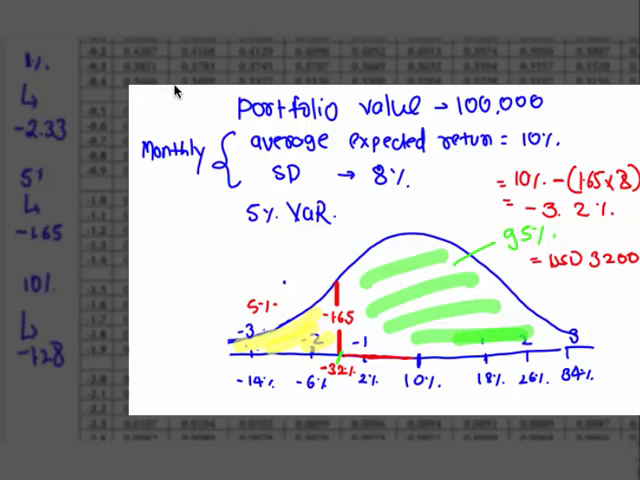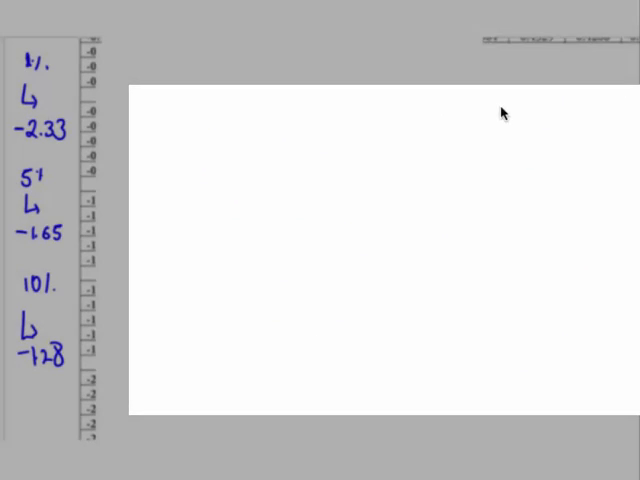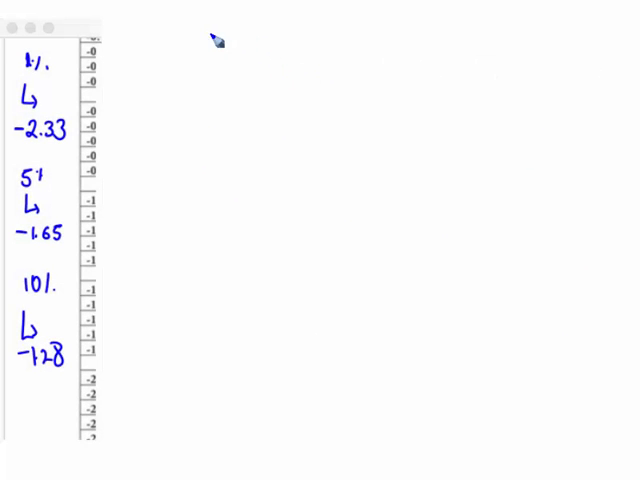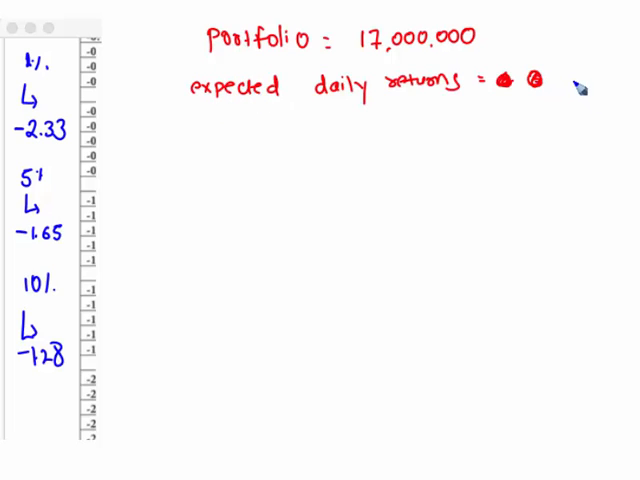Let's do one more. See, it's not so difficult. Just get the hang of the concept, you would feel very confident. Let us say you have a portfolio of 17 million US dollar. Your expected daily returns are 0.17%. And your daily standard deviation is 0.13%.